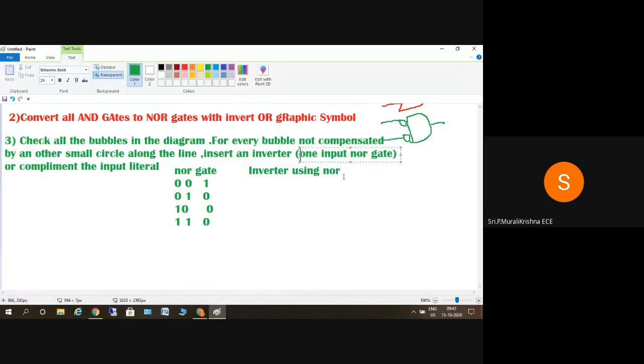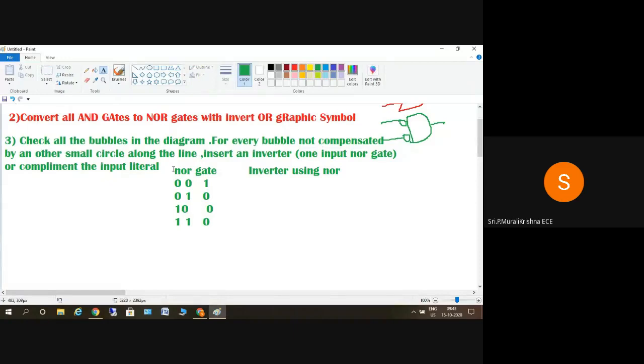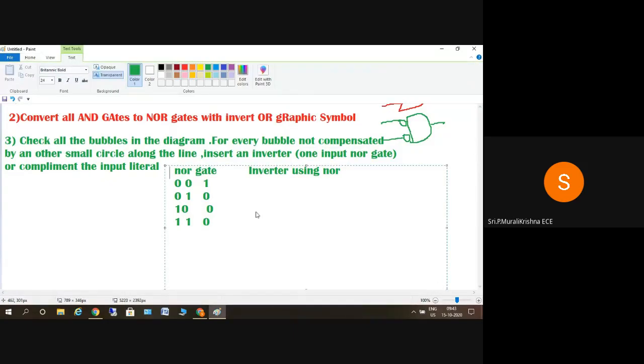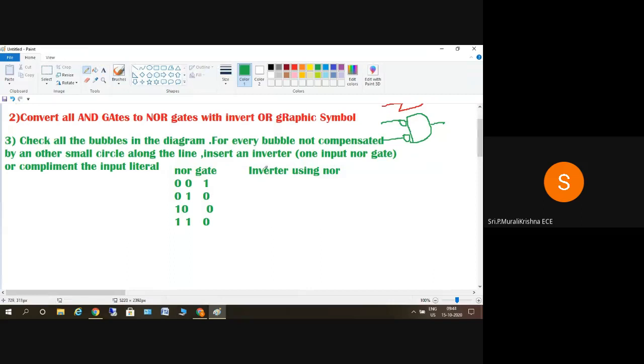So a 1 input NOR gate functions as an inverter, when it is given 1 input. Okay, the symbol will be like this. So a 1 input NOR gate acts as an inverter.